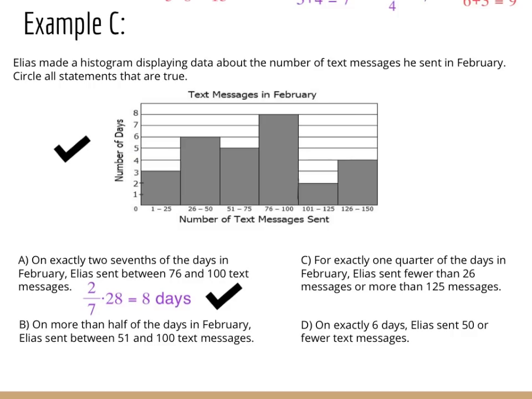So here we're going to have to take a look at 2 columns, because not just one column is between 51 and 100. We're going to need to use the 2 columns in the middle that span from 51 to 75 and 76 to 100. We're going to combine those 2 columns, and when we do that, we get 5 plus 8, which gives me 13. Now, is 13 more than half of the days in February?